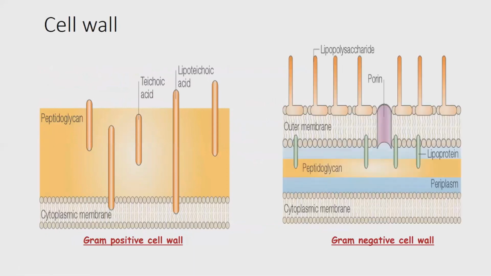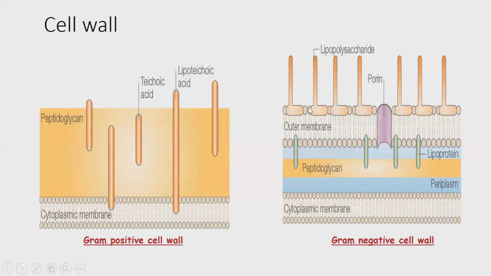So now let's look at some pictures. You can see that this is the peptidoglycan layer. This is a Gram-positive cell wall. This is a Gram-negative cell wall. The peptidoglycan layer is huge in the Gram-positive cell, whereas in the Gram-negative cell wall the peptidoglycan layer is very small, and it is basically wedged between these two layers. You can see there is an outer membrane. This is the inner membrane. The inner membrane is basically the cell membrane or the cytoplasmic membrane, and this is the outer membrane.